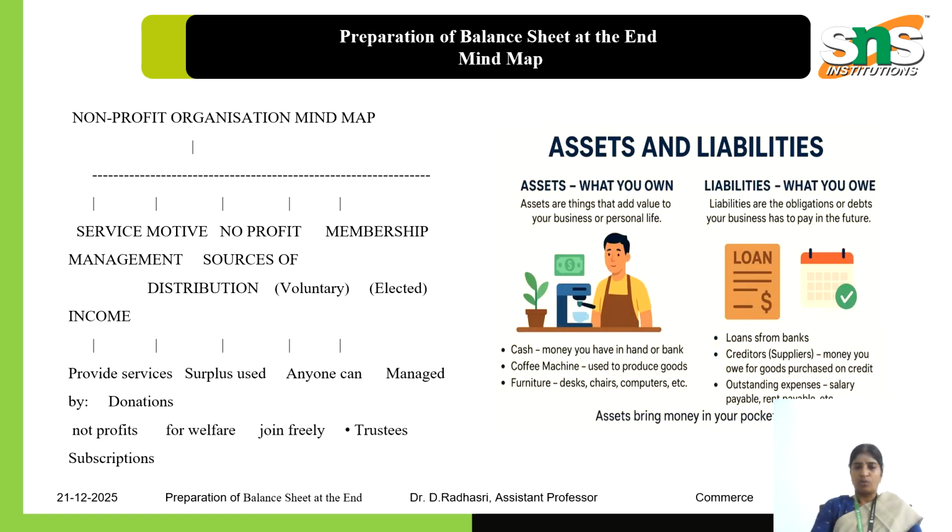Next, we have seen the mind map. Already we have shown the mind map of assets and liabilities and how they are handled through the surplus. In the mind map, the service can also be provided through donations to the non-profit, subscriptions, and the surplus used for welfare purposes. Fees can also be given for the maintenance of the trustees. Voluntary distribution can be handled equally for the people, according to what they need in the non-profit organization. It can be divided equally.